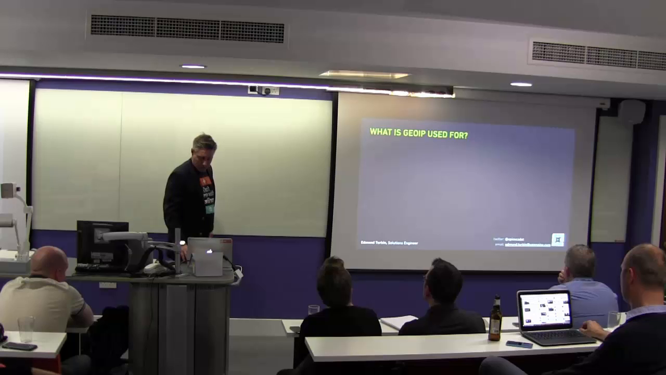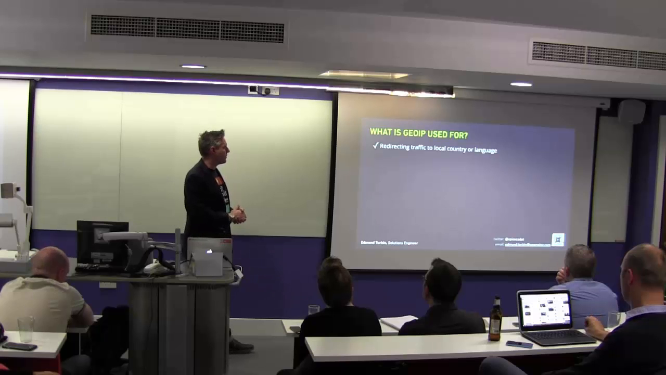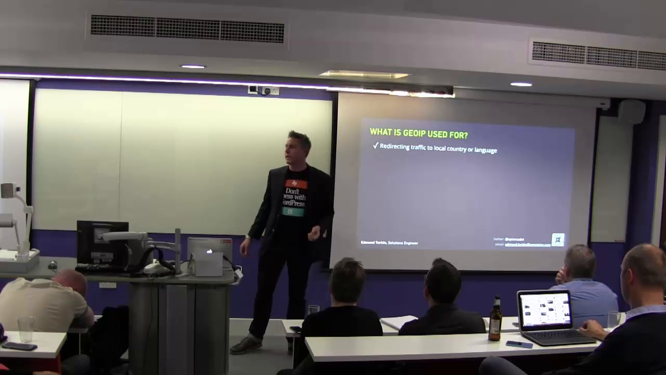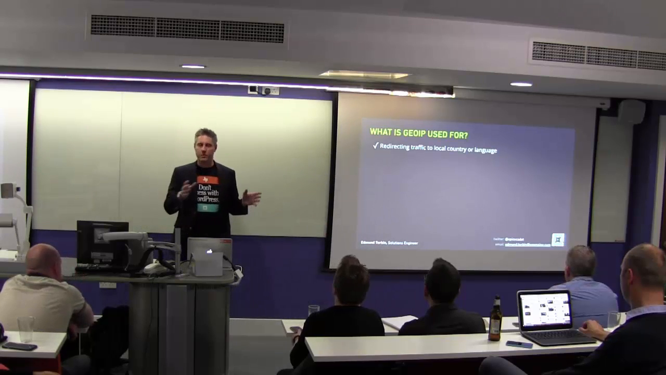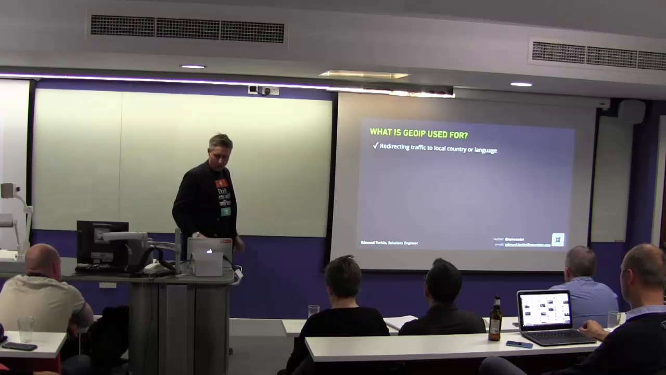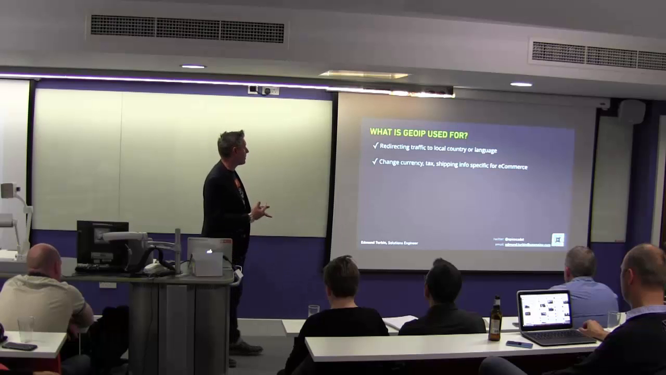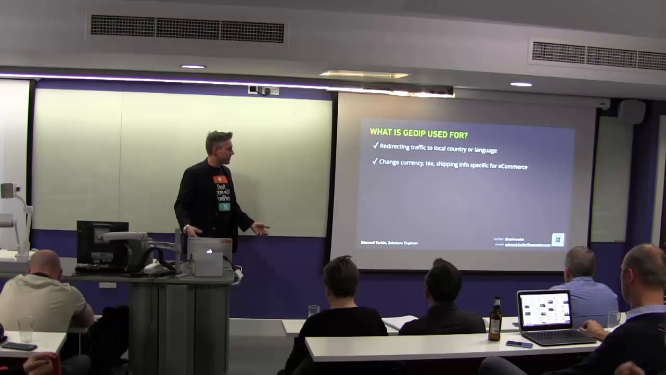What's it used for? What do we use GeoIP for, and what are some potential uses? A great use is to redirect traffic to a local site or a country-specific site. Maybe it's for language, maybe it's for currency, or maybe it's just a specific site for a country. Changing currency, tax, shipping information, what I've just said, is essentially a real benefit to e-commerce.